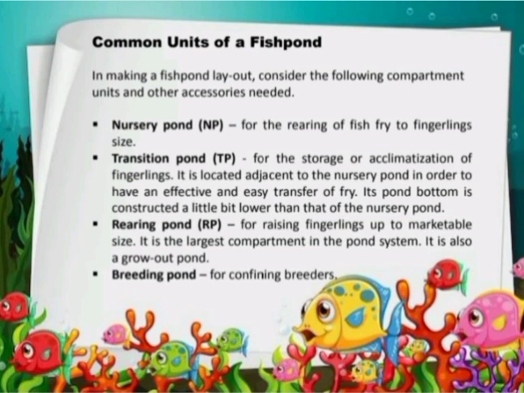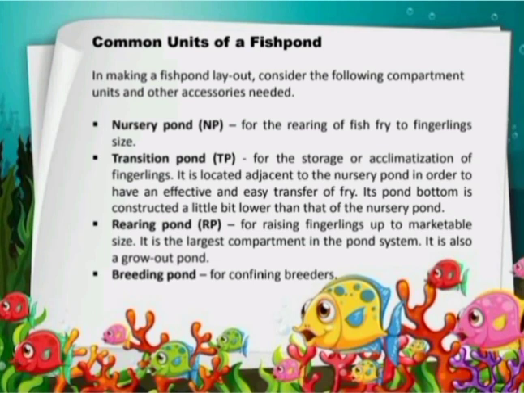Next is the transition pond. Transition pond is for the storage or acclimatization of fingerlings. It is located adjacent to the nursery pond in order to have an effective transfer of fry. Its pond bottom is constructed a little bit lower than that of the nursery pond. So ang kaning transition pond usa ka pond kung diin adto bitaw, from the word itself transition, ipangbalhin ang mga isda gikan sa nursery pond hantod adto sa pinakauna nga production pond bitaw.